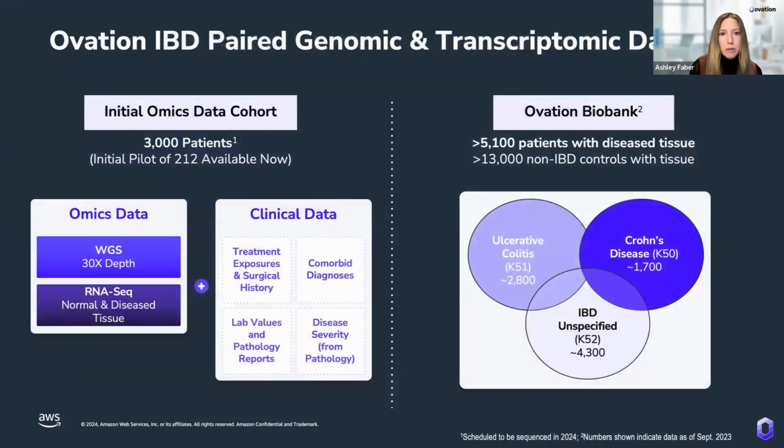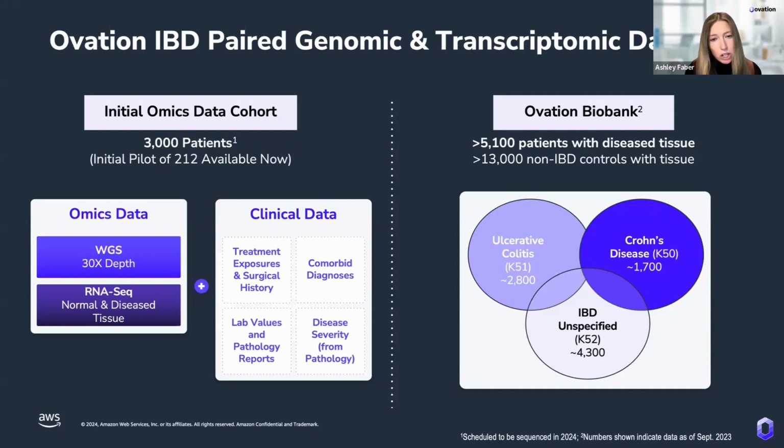Great. So just double clicking on the data cohort that John was showing earlier, we have a cohort of 3,000 inflammatory bowel disease patients scheduled to be sequenced this year, with 212 currently available for immediate access on Amazon Data Exchange, like John showed. So this includes, like I just said, high depth whole genome sequencing and RNA sequencing on normal and diseased tissue, linked to clinical data that's relevant for IBD. So treatment exposures, pathology reports, other diagnoses, and disease severity assessed from pathology are just some examples of that.